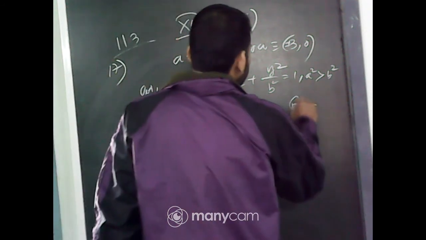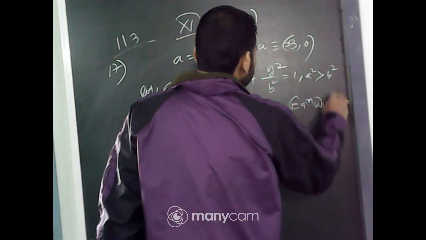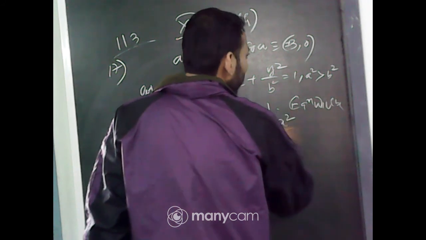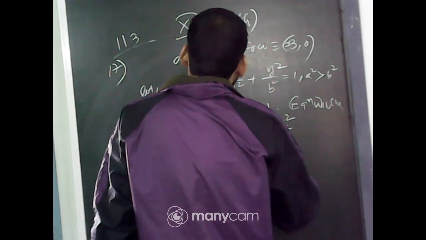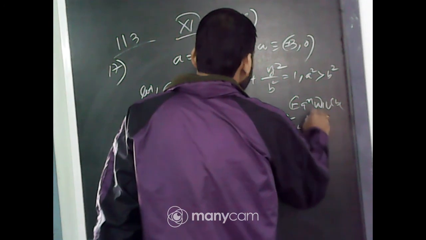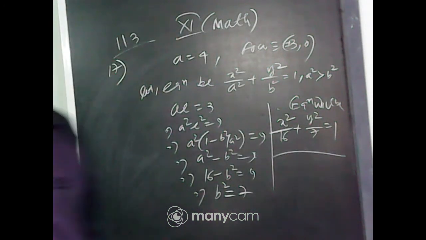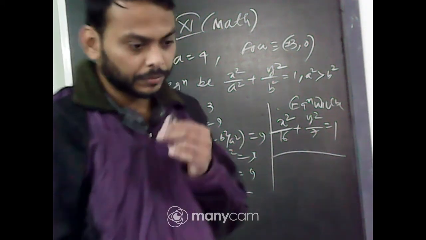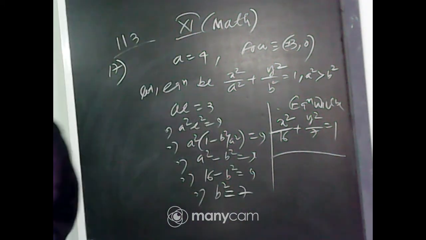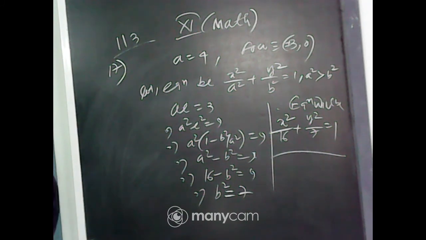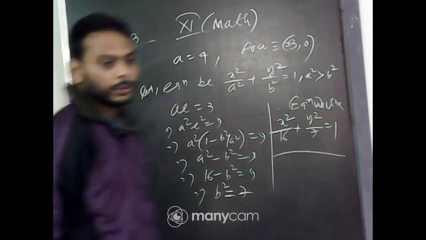Therefore, the equation will be x square by 16 plus y square by 7 equals 1. Isn't it? X square by 16 plus y square by 7 equals 1.